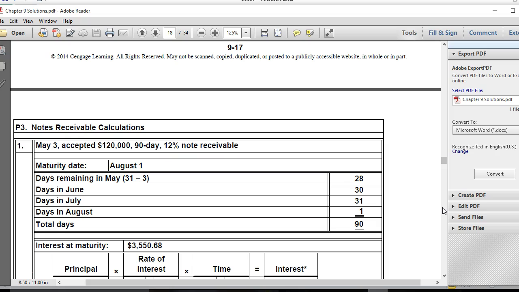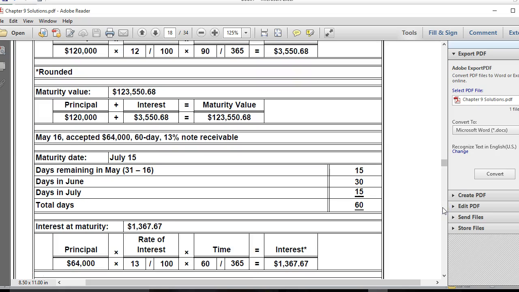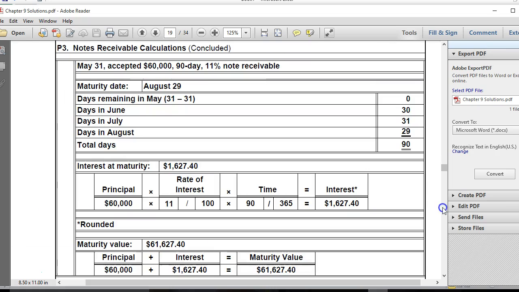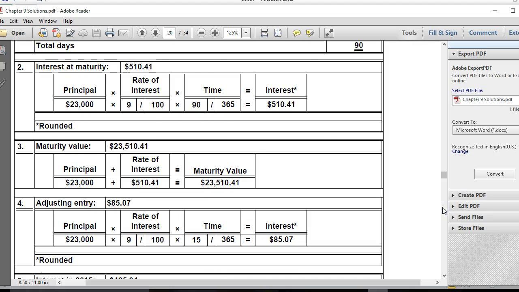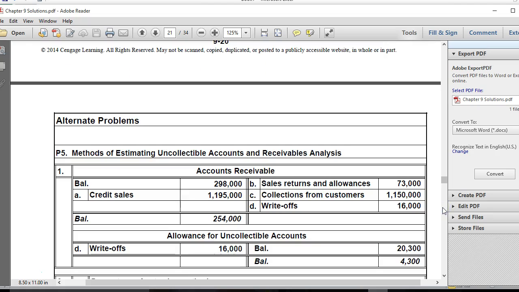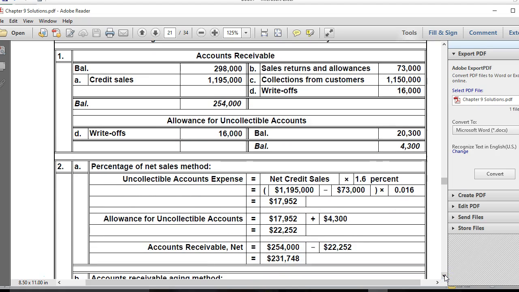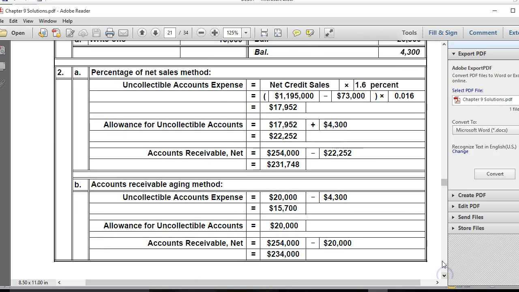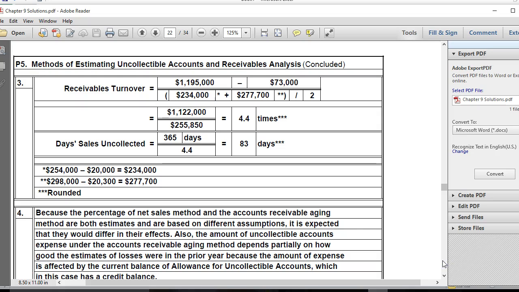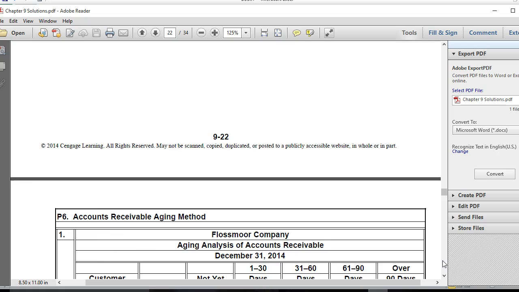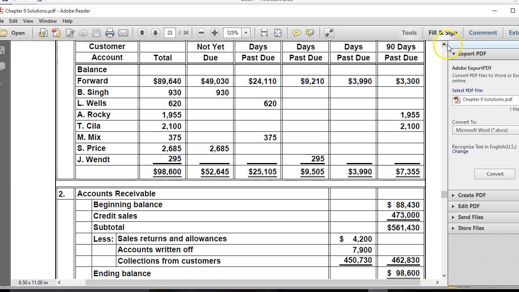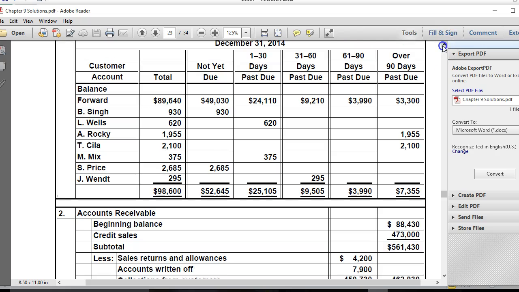We're not going to worry about interest on notes. You're going to get to it many other times. I'd rather focus on the key that matters right here. P5, I want you to go through. It's very similar to the other account problems we've just gone through. Don't worry about part 3 of P5. And P6 is just like what we've gone through here.